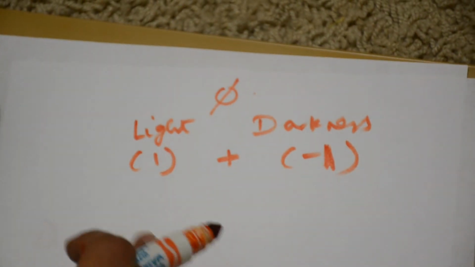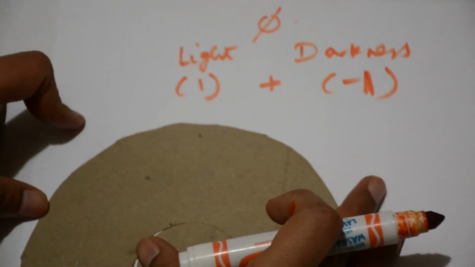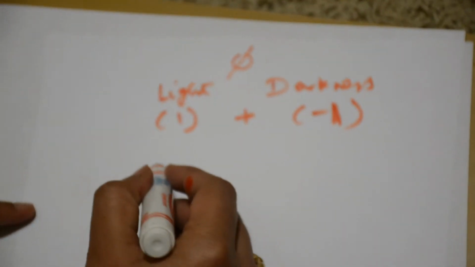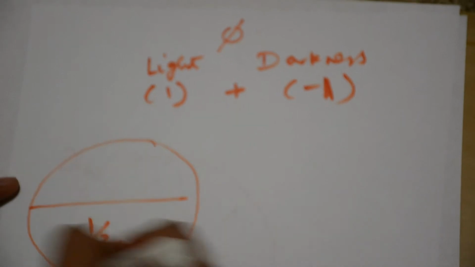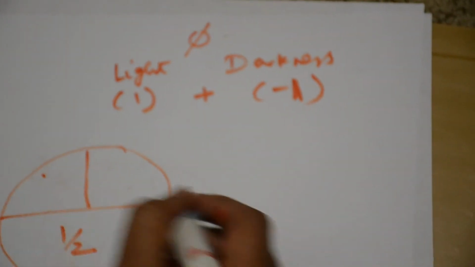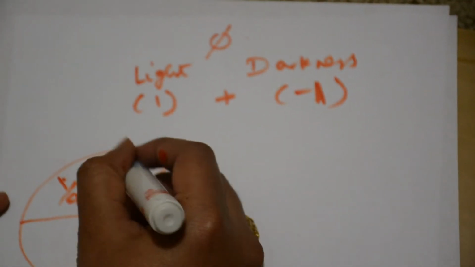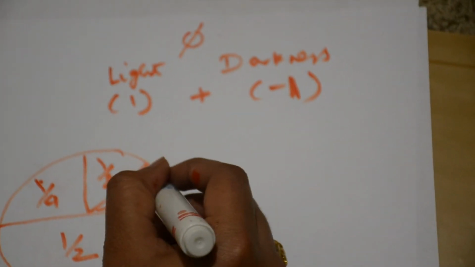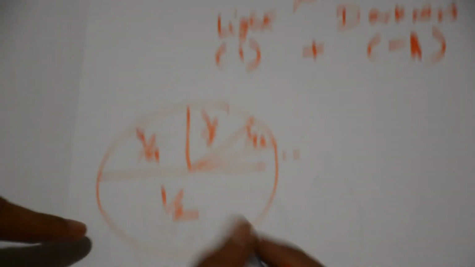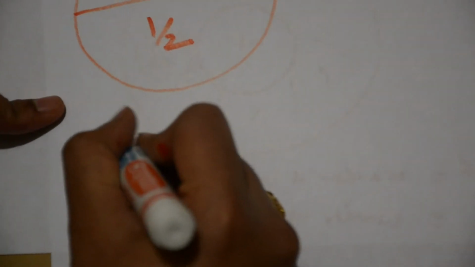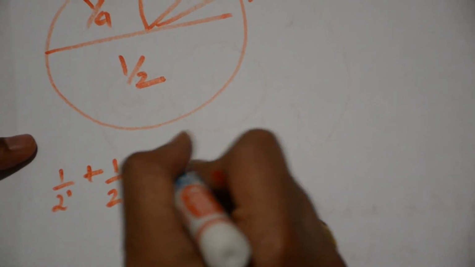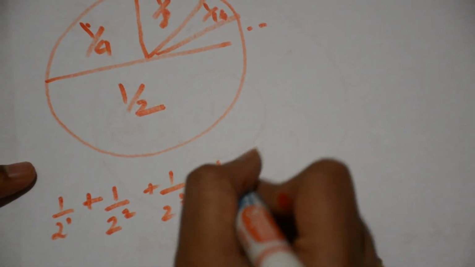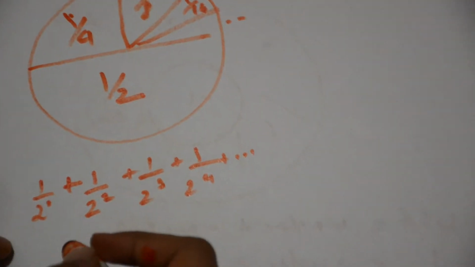Now what is this 1? If you take this full circle, you can write it as 1 by 2, plus half of it, 1 by 4, plus half of that, 1 by 8, plus 1 by 16, and you can keep on breaking it: 1 by 2 plus 1 by 2 squared plus 1 by 2 cubed, which is nothing but Zeno's paradox. You would have come across this concept before.